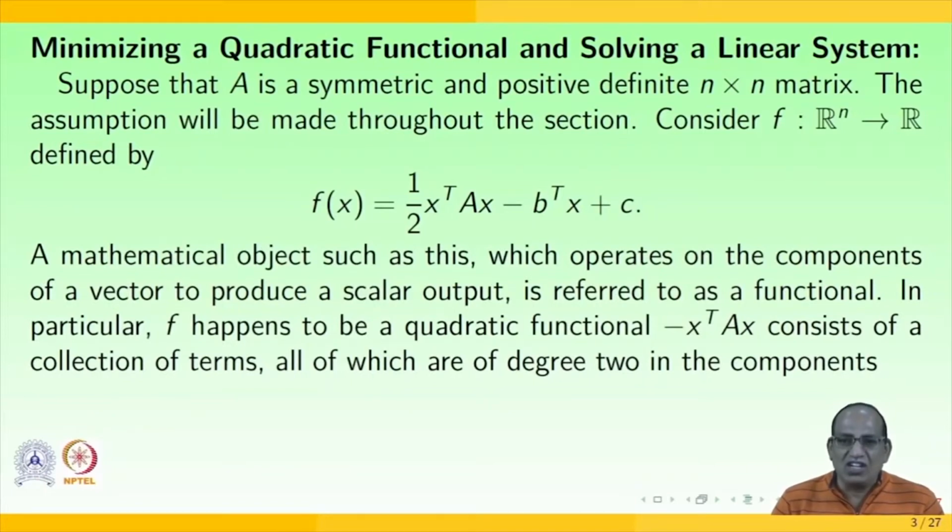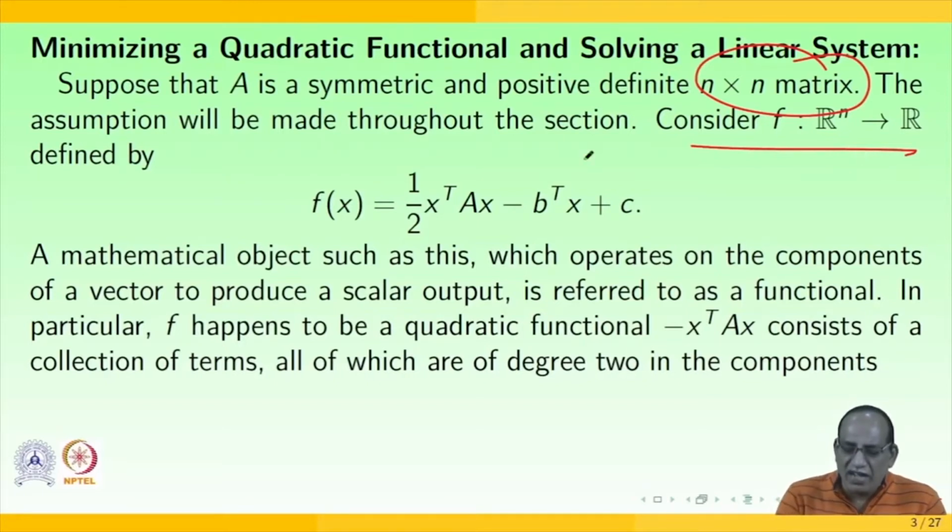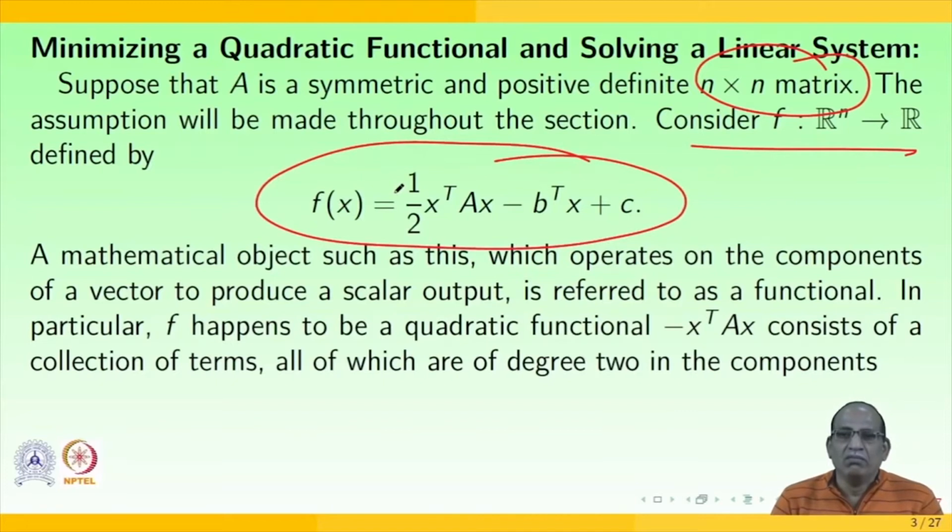Minimizing a quadratic functional and solving a linear system. Suppose A is a symmetric and positive definite n by n matrix, that is, a square matrix. This assumption will be made throughout the section. Consider the mapping F that maps R^n to R, defined by F of x is 1 by 2 times x transpose Ax minus b transpose x plus a constant called c.